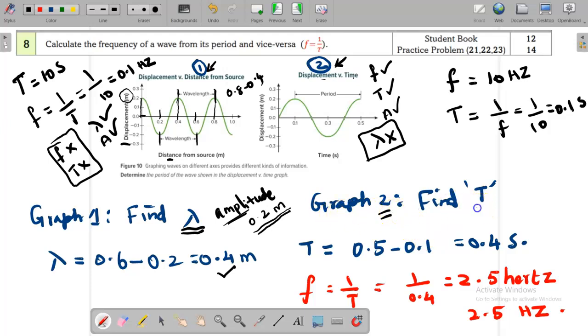From the graph 2, how are we going to find the time period? The time taken for one cycle from crest to crest. The time starts 0.1, ends 0.5. The time difference is 0.5 minus 0.1, 0.4 seconds. And you take the reciprocal or apply it in the formula 1 over T. 1 over 0.4 is equal to 2.5 hertz.